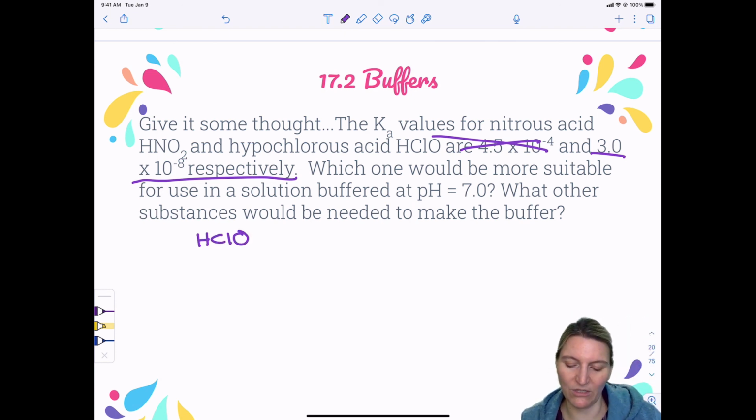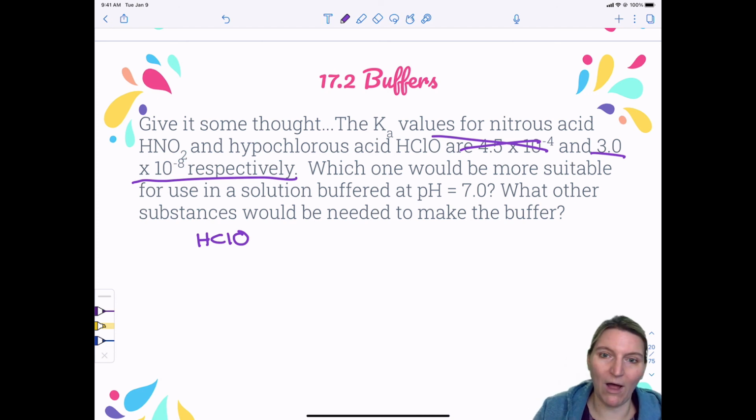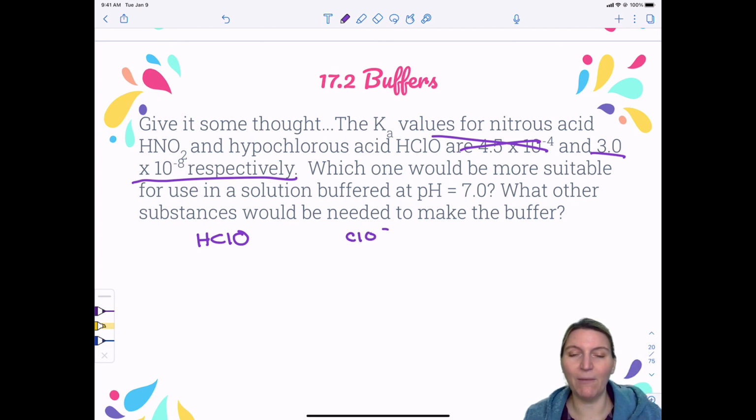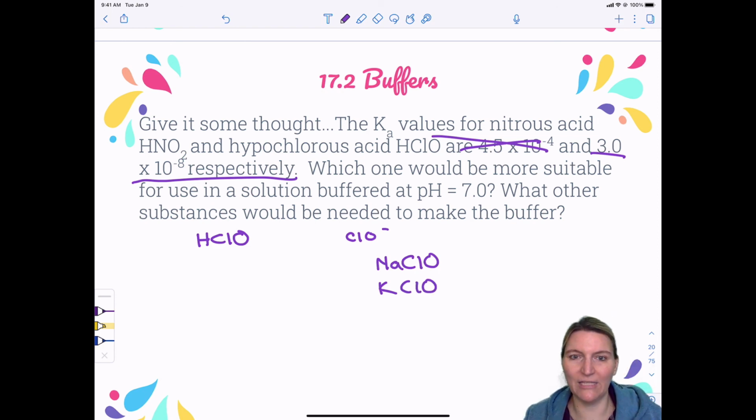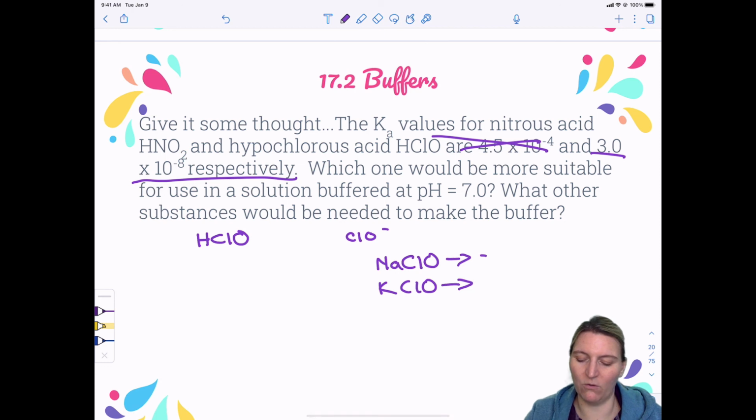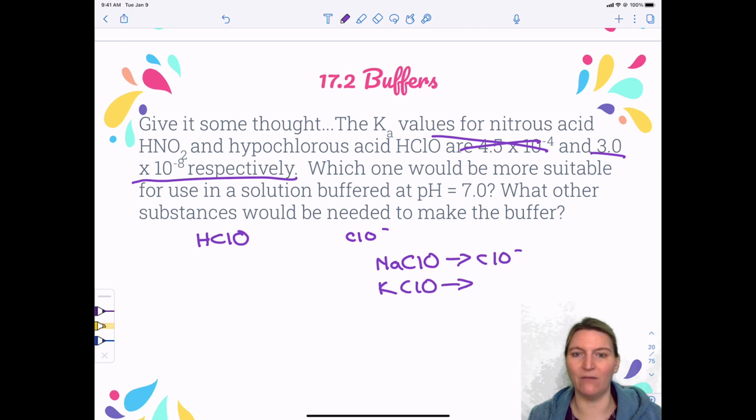And what other substance would be needed to make the buffer? Well, I would need something that has its conjugate base. So some ionic compound that has as an ion the hypochlorite ion. So maybe sodium hypochlorite, or potassium hypochlorite. Just any ionic compound that when it hits water will increase that ClO negative concentration.